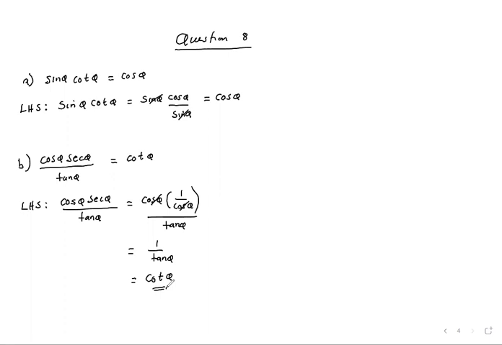At your own choice, you can solve another one. Who's choosing? Sir, F. F, sir. F, where is F? Okay.